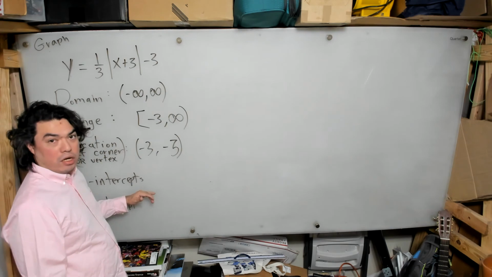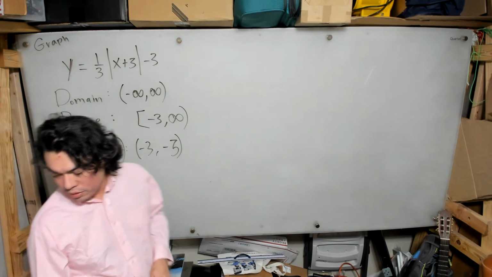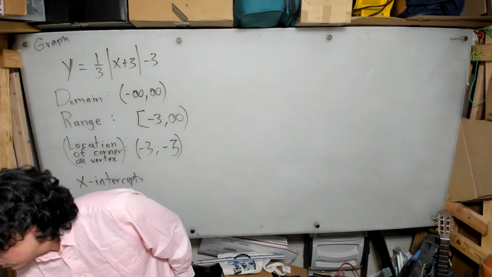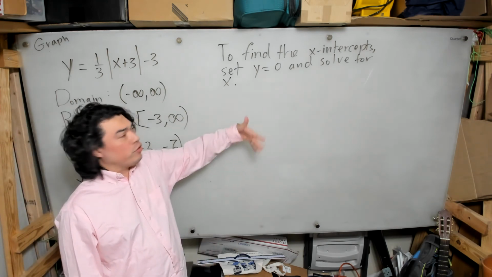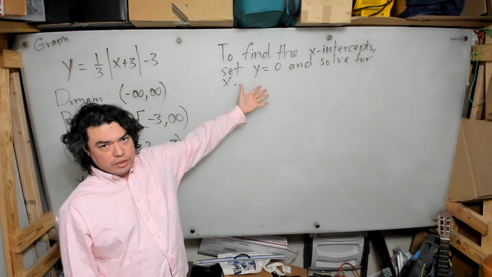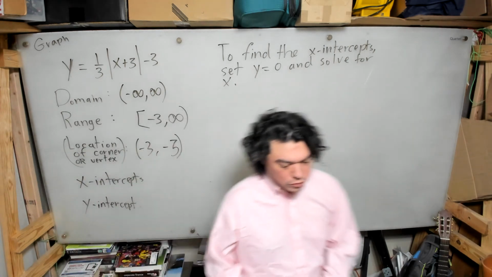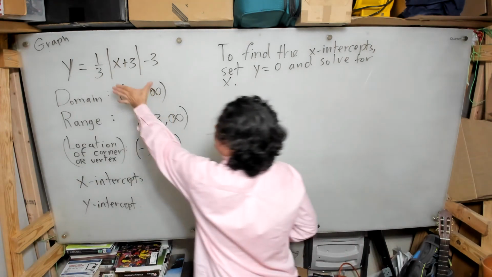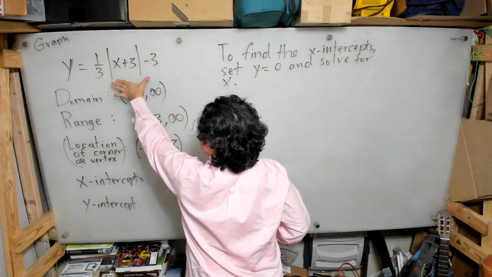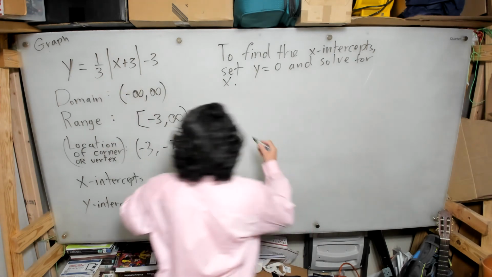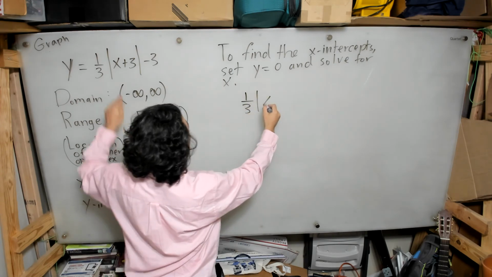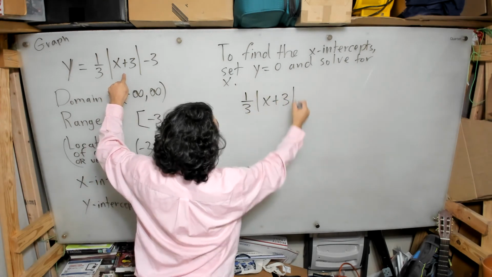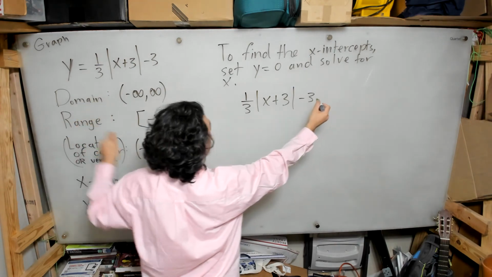We now want to calculate the x intercepts. In order to solve for the x intercepts, we're going to set y equal to 0 and solve for x. So in other words, I'm going to set this expression equal to 0. Let's do that together here. 1/3 absolute value of x plus 3 minus 3 equals 0.